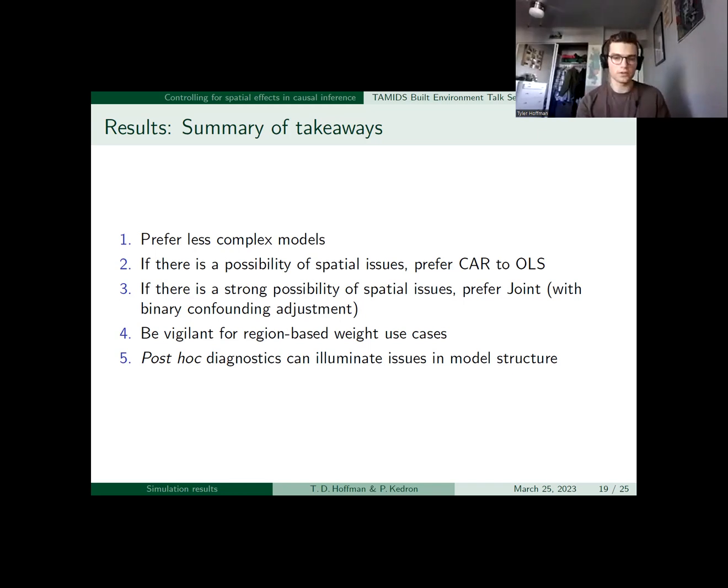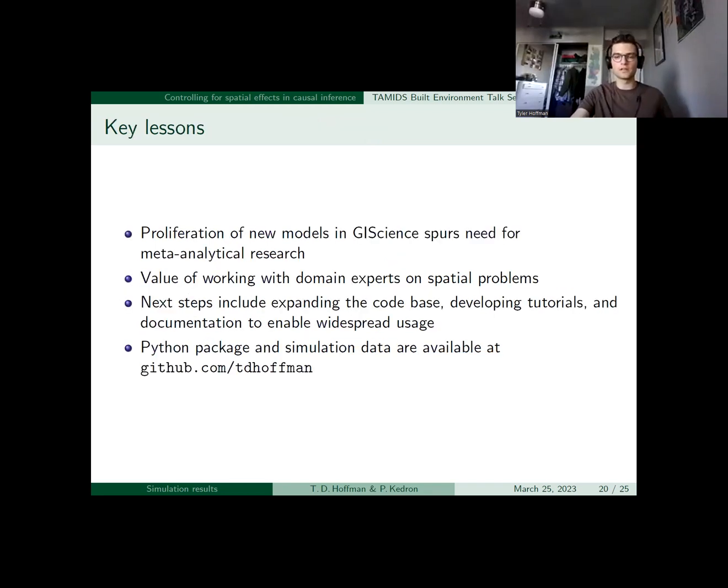4 is to be vigilant for region-based weight use cases. If it's the relevant type of spatial structure to study, then use it by all means. But if it's not, it's very important to be principled in the inclusion of these in your model. And 5, use post hoc diagnostics, because they can illuminate issues in the model structure that you may not otherwise see.